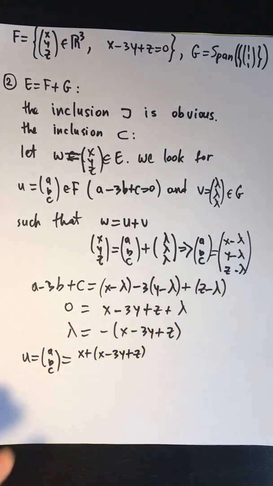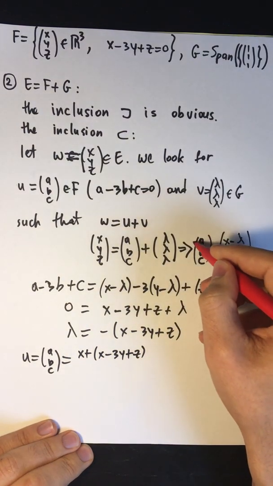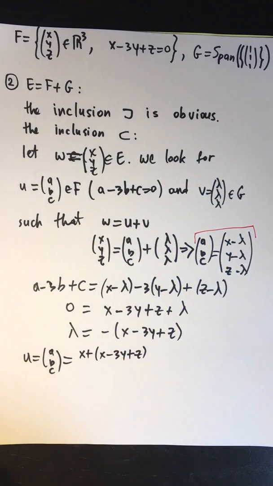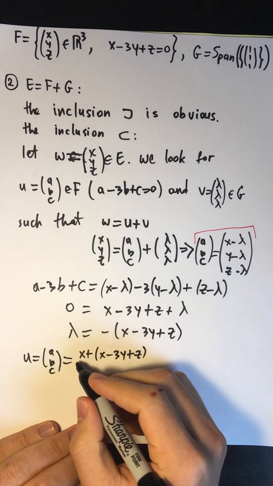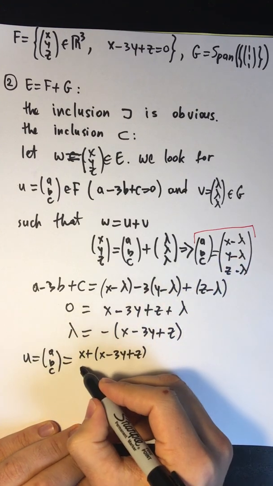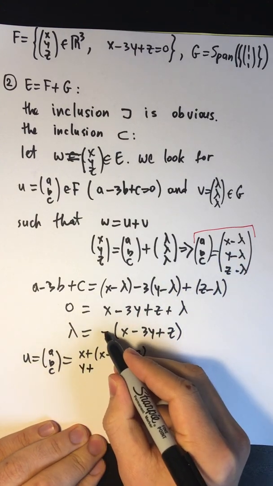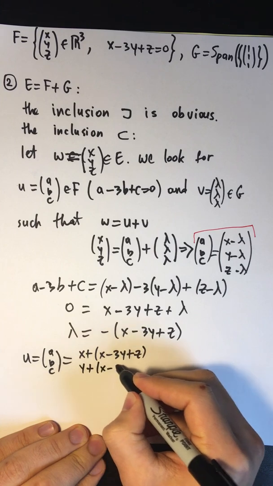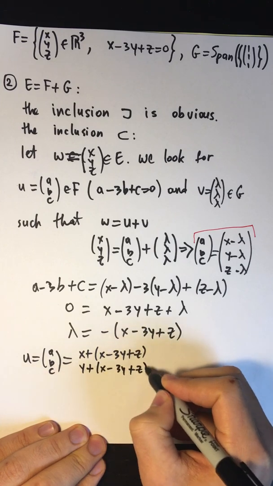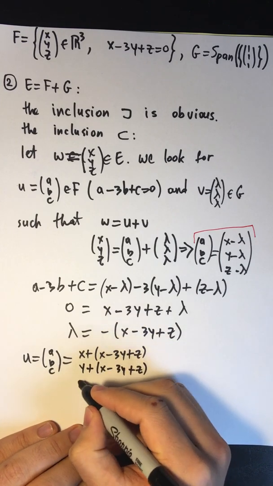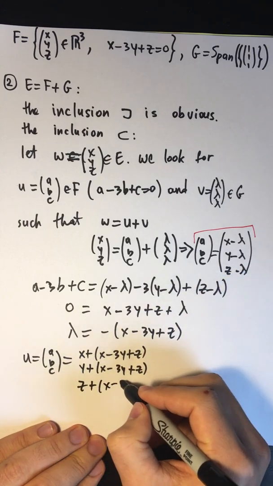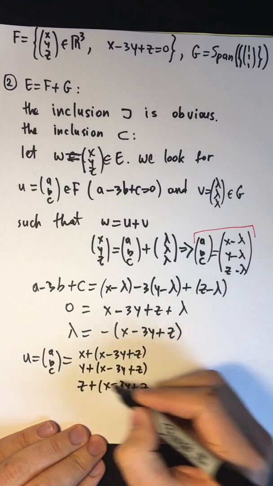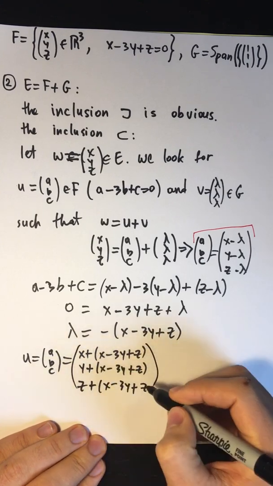So I'm getting this from here. So a, b, c, I'm getting it from here. Okay, just for explanation. And now b, what is b? B is y minus lambda, so y plus, because of this minus it will be plus x minus 3y plus z. And then c is equal to z minus lambda, so it will be plus again, z plus x minus 3y plus z. So this is u now.